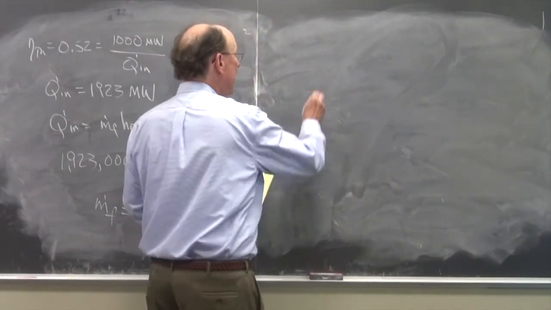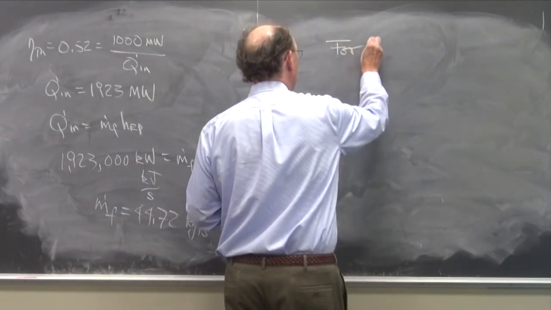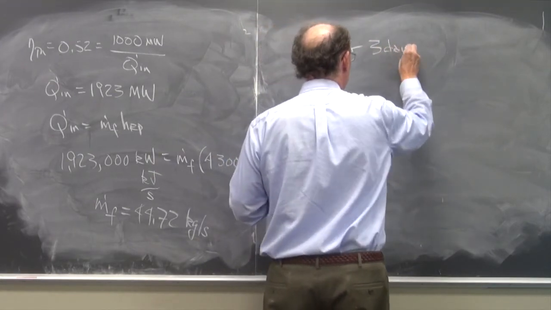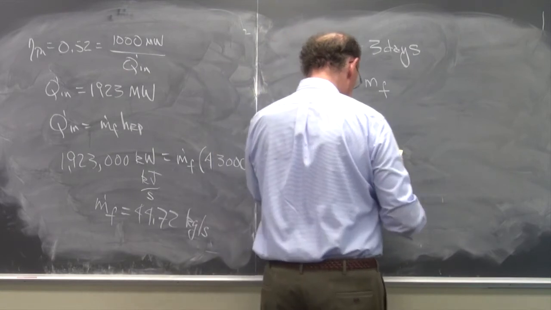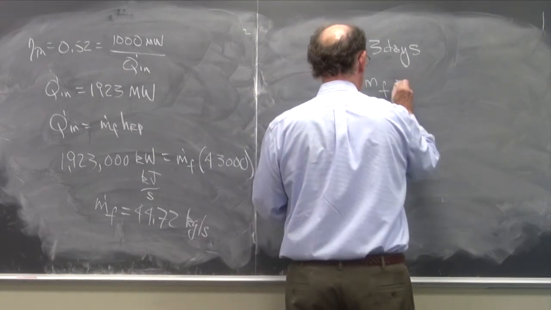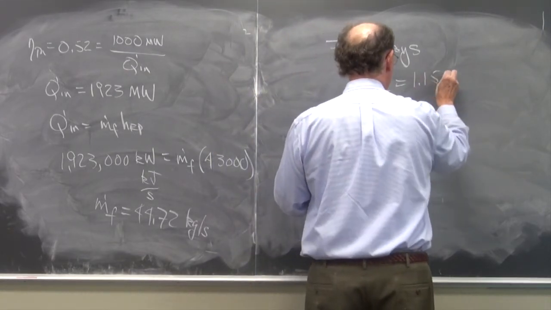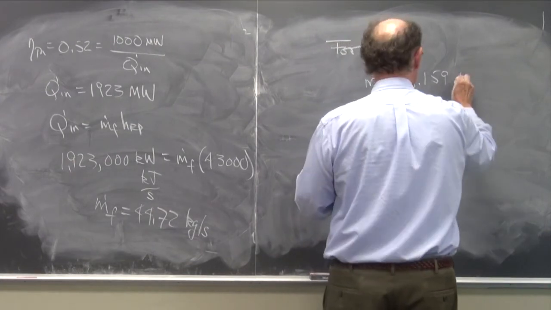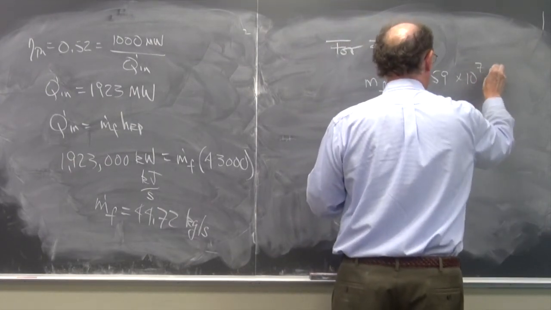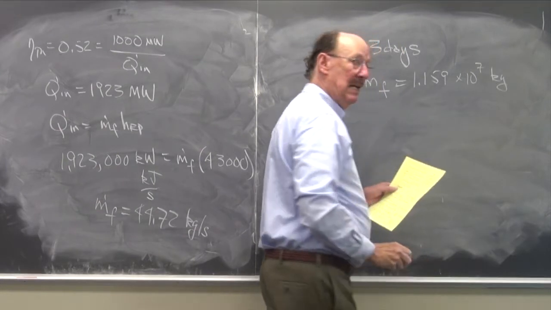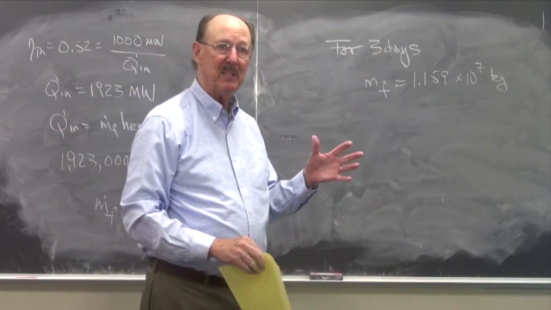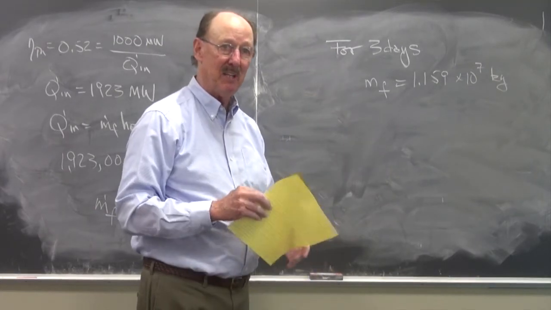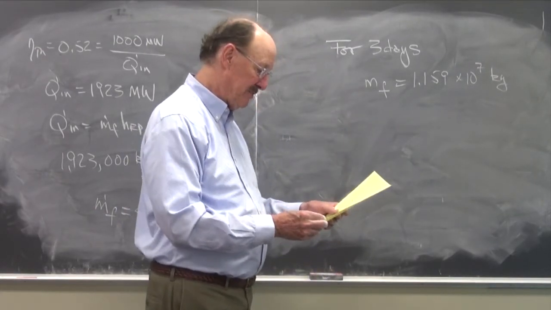And so for 3 days, MF is equal to 1.159 times 10 to the 7th kilograms. It's a lot of kilograms. There's 1,000 kilograms per metric ton, so there are a lot of metric tons involved too. So there's a lot of oil that's involved.